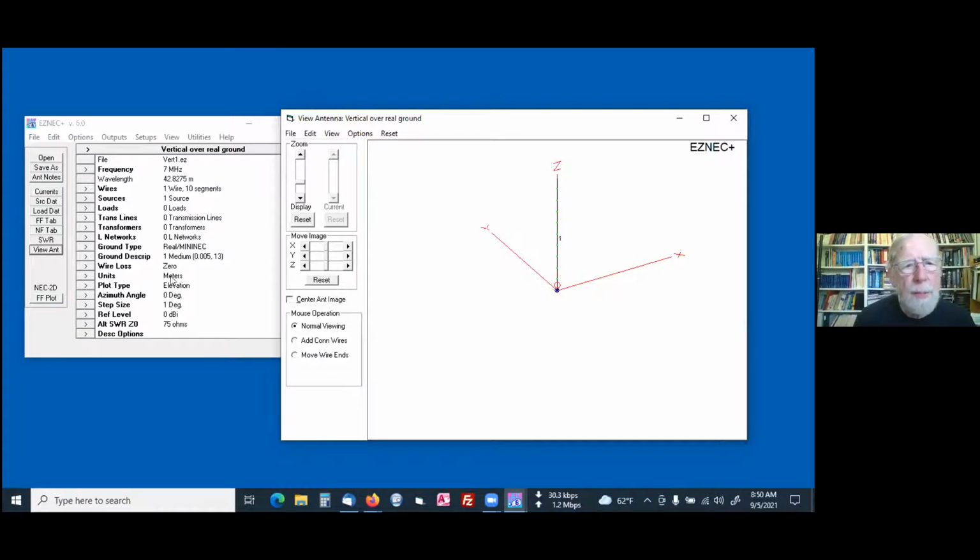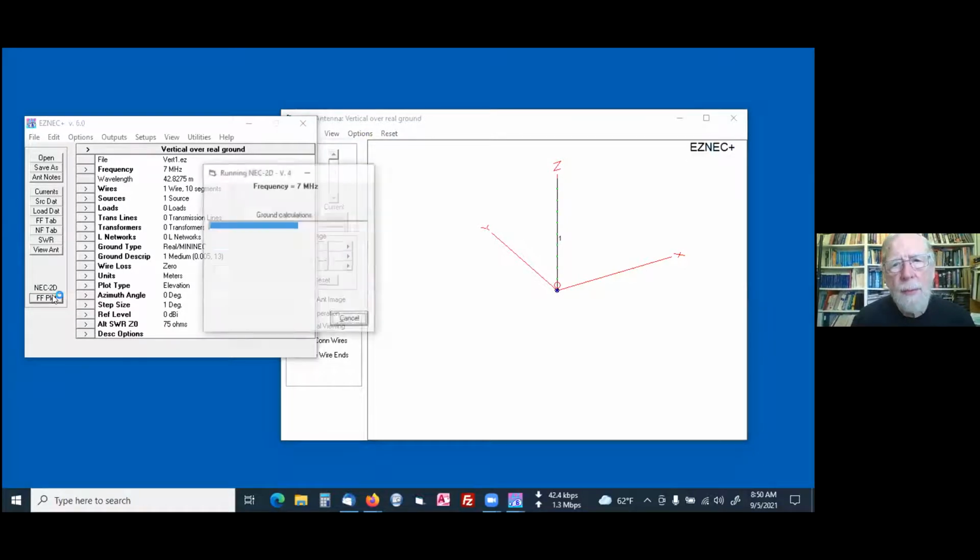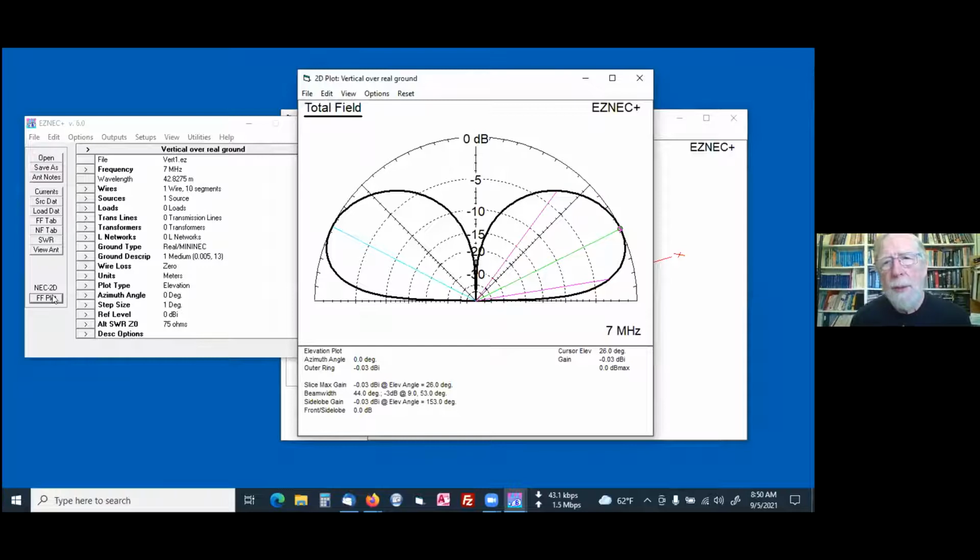We've got a plot type as elevation angle. So we just go far field plot here. And there is the elevation plot of this antenna. And what it tells you is that the radiation is the strongest at an elevation angle of 26 degrees above the horizon. And then it drops off at both higher and lower angles.